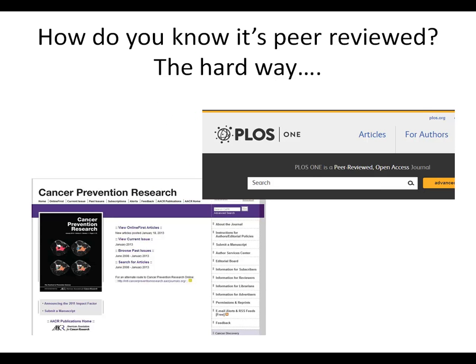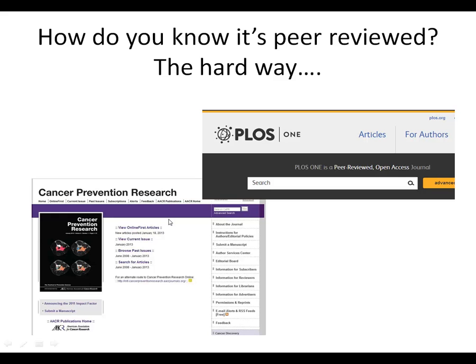So, how do you know when an article is peer-reviewed or not? Well, you could actually look and see if it's peer-reviewed. If you go to the website for the journal, if it's peer-reviewed, they will either say it directly. So here this one says it's a peer-reviewed journal. Done. Or you might be able to figure it out indirectly.